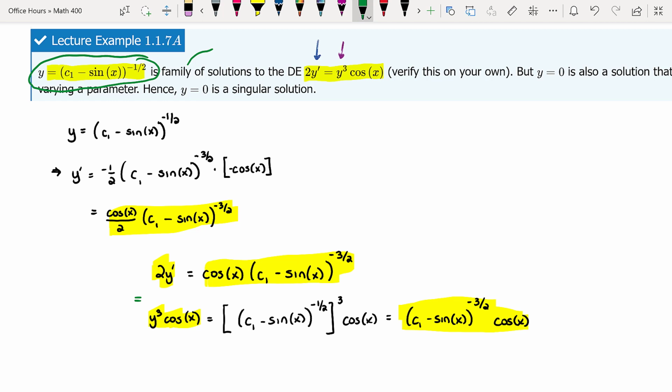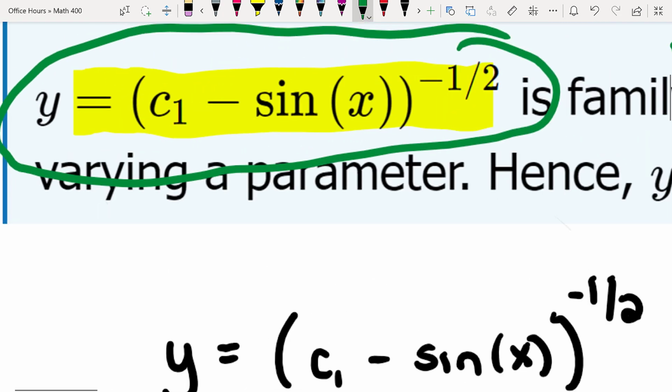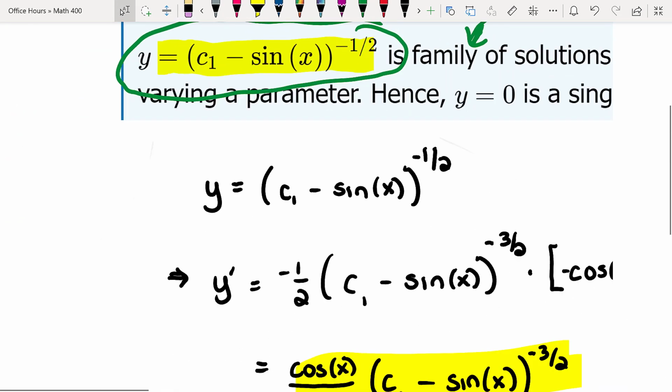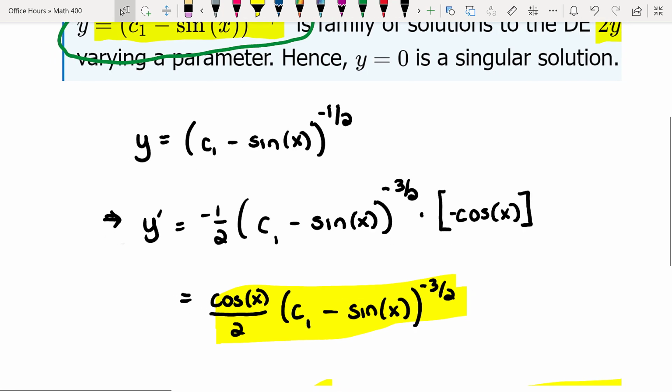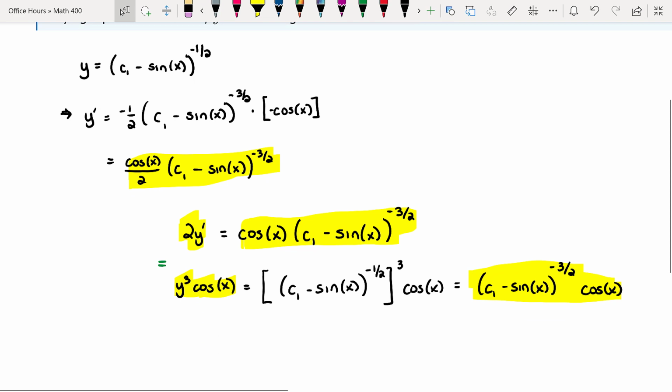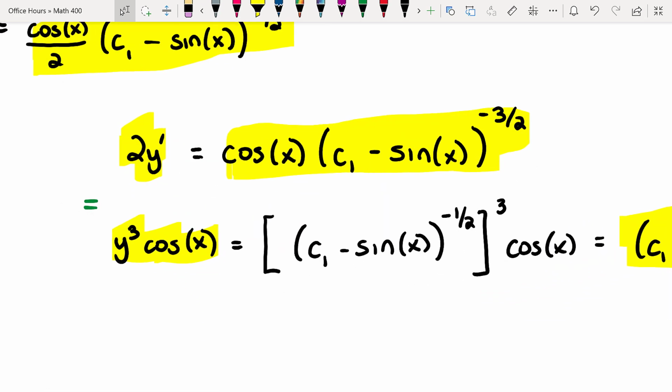Little side note, not that's necessary here because I'll likely talk about it in class, but it's a family of solutions because of that parameter c sub 1. That can be any number we want. In fact, this equivalence is true between 2y prime and y cubed cosine of x, no matter what we have chosen for c sub 1.